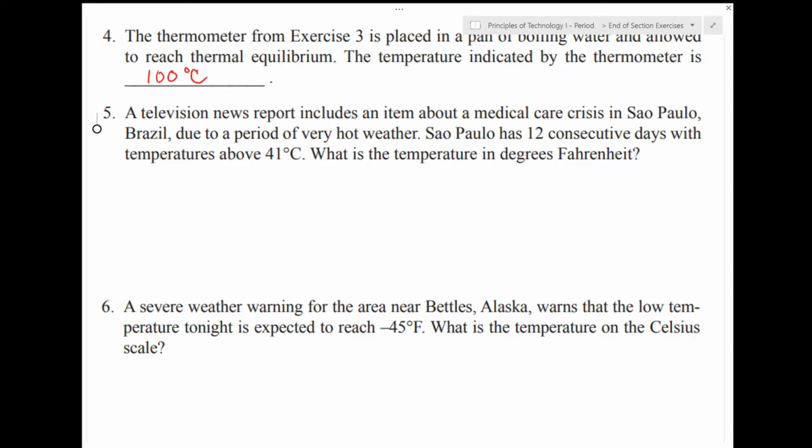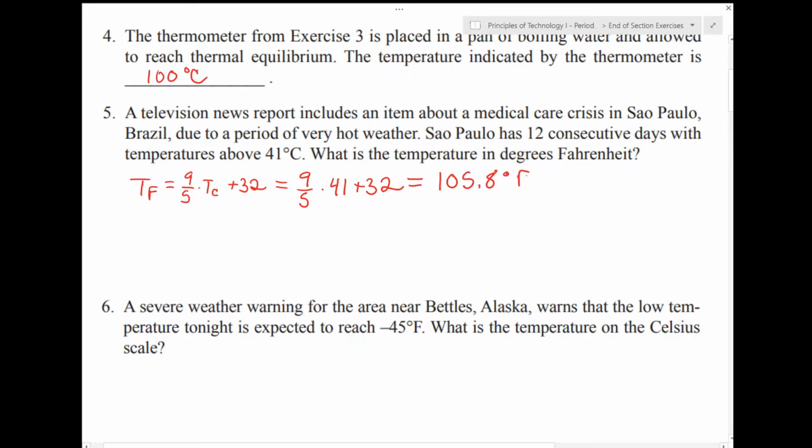So for this problem, we need to use the equation. The temperature in Fahrenheit is equal to 9/5 times the temperature in Celsius plus 32. Substituting in our temperature in Celsius, we will get 9/5 times 41 plus 32. Typing this into your calculator, you will get an answer of 105.8 degrees Fahrenheit.